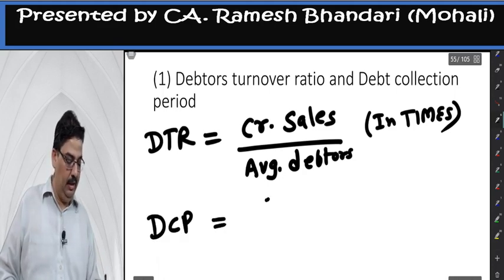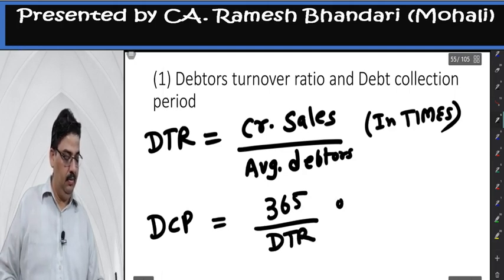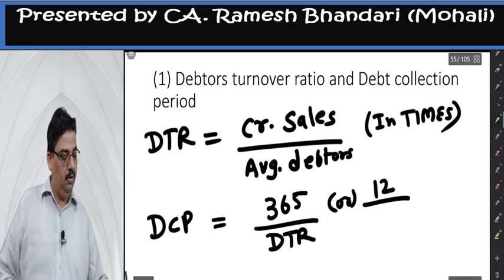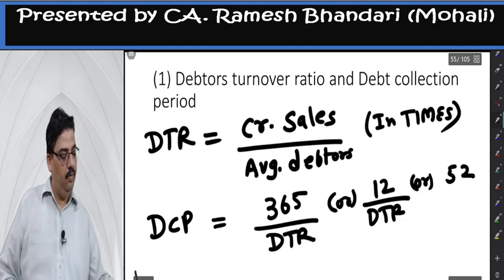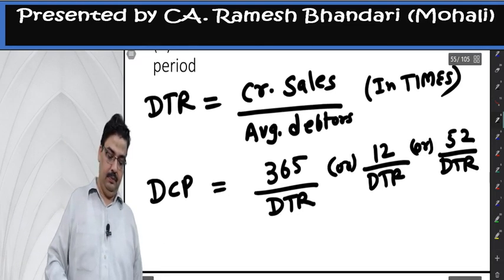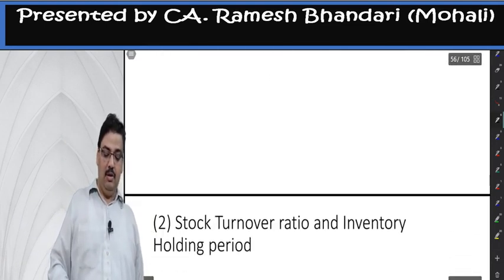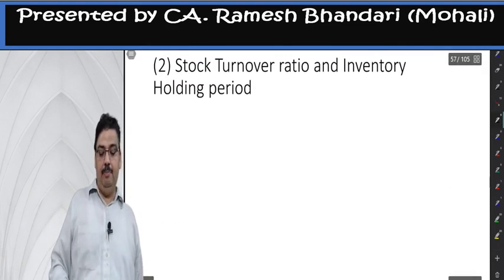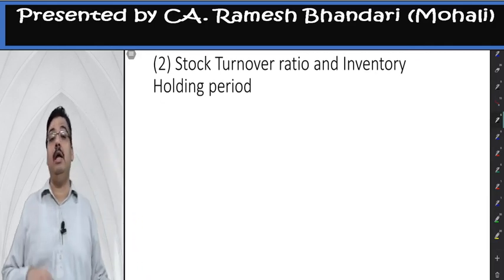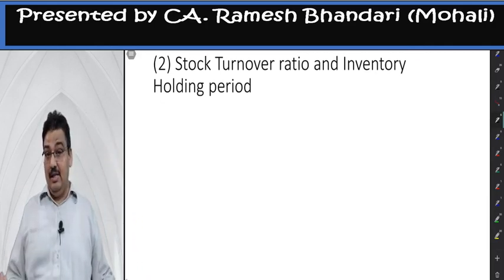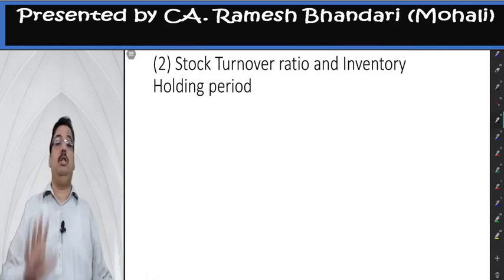Debt collection period: 365 by DTR, 12 divided by DTR, 52 divided by DTR if you are computing in weeks. Now, what is the relevance of all this? The period tells me in how many days my credit sales are getting converted into cash.